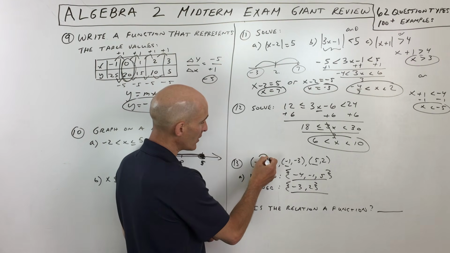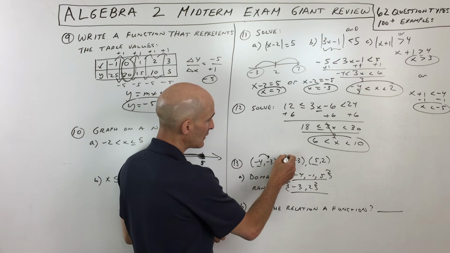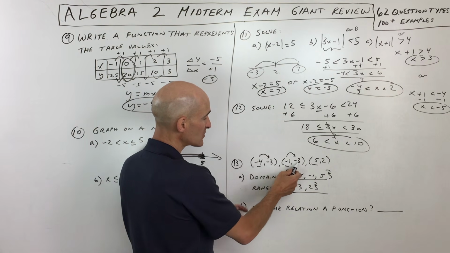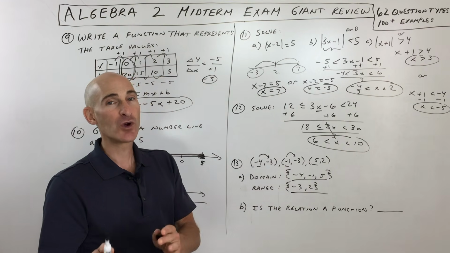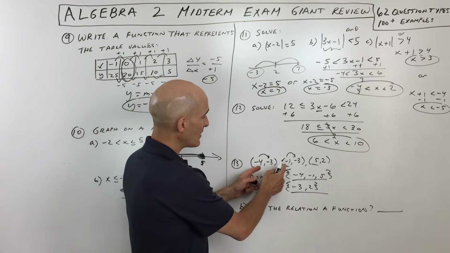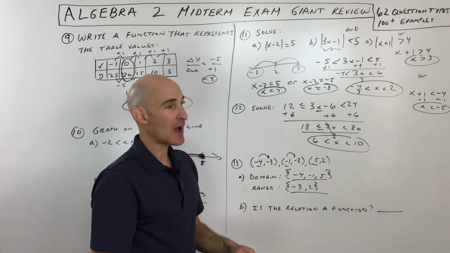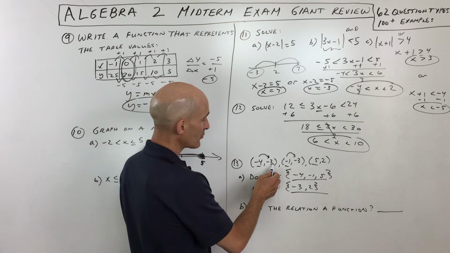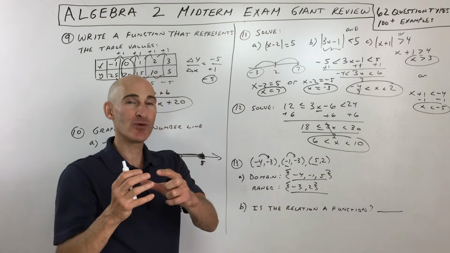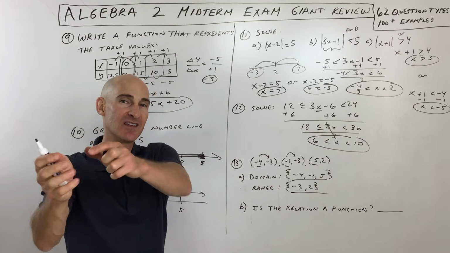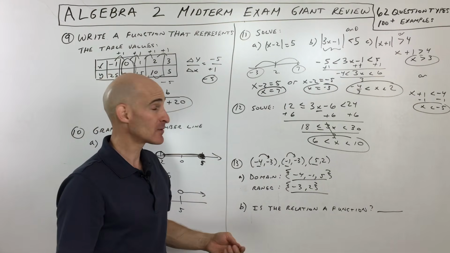So when I put -4 in, I get -3. When I put -1 in, I get -3. Now some students will think, well, this is not a function. They say, well, wait, you got -3 twice. What you don't want is the same input going to two different outputs. So if I had -4 goes to -3, and then over here I had -4 goes to 7, I would have that same input, -4, going to two different outputs. And that's unpredictable, right? You don't know what you're going to get.